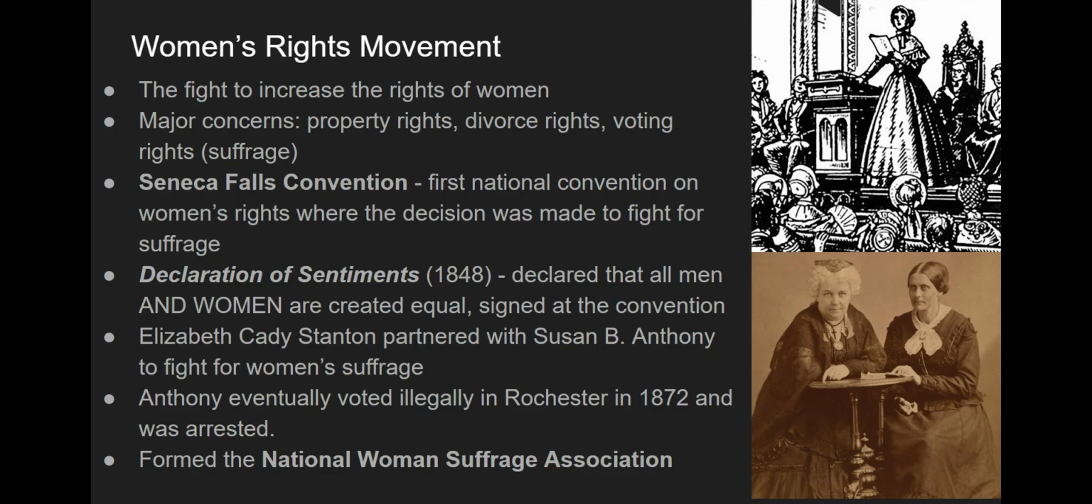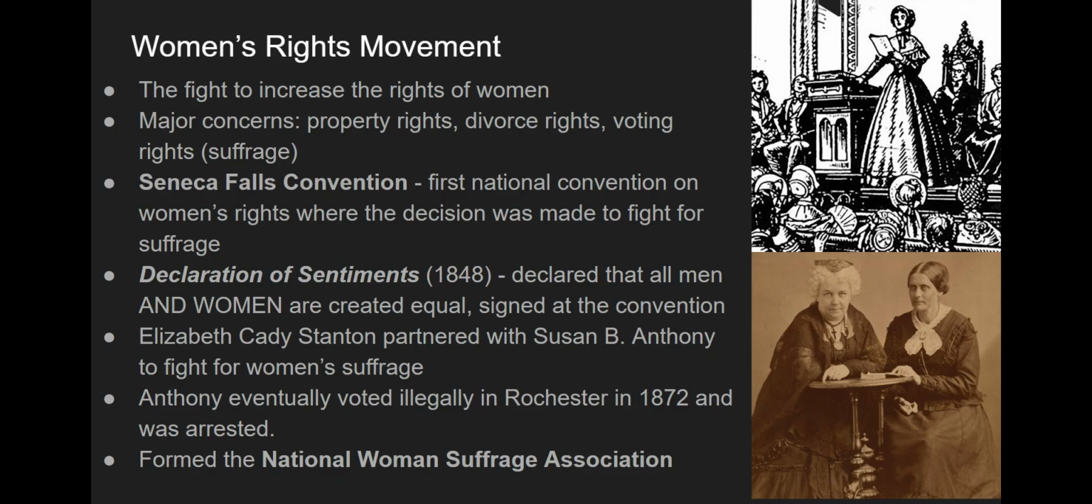Most of these women actually met through getting involved with reform, fighting for abolition. The abolition movement, again, is the fight to abolish slavery. So many of these women got involved through their churches and other societies and organizations to end slavery. And through that process, many of them realized the rights that they themselves lacked.